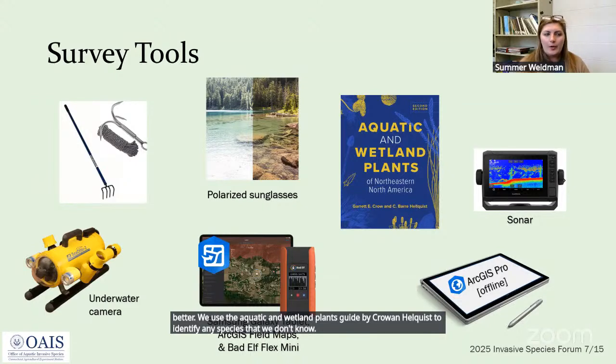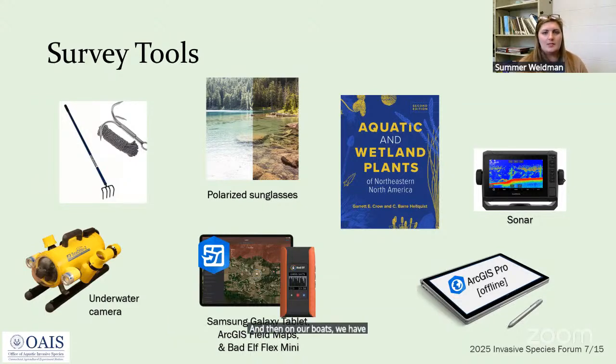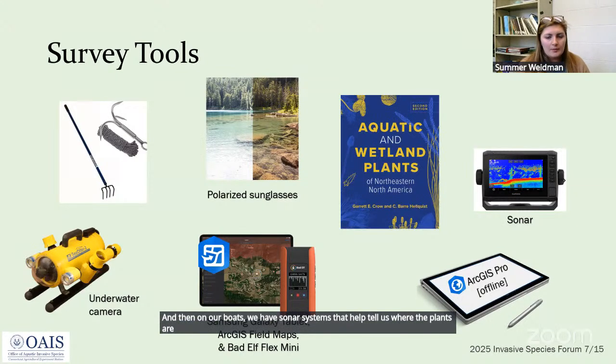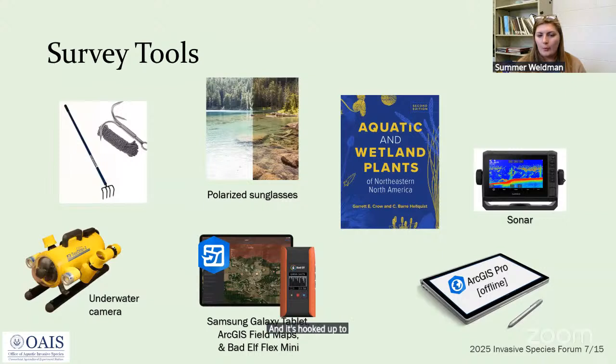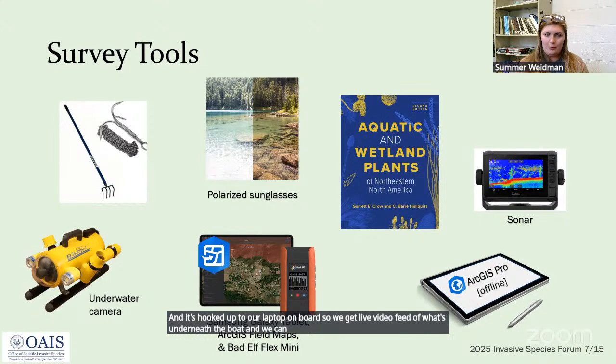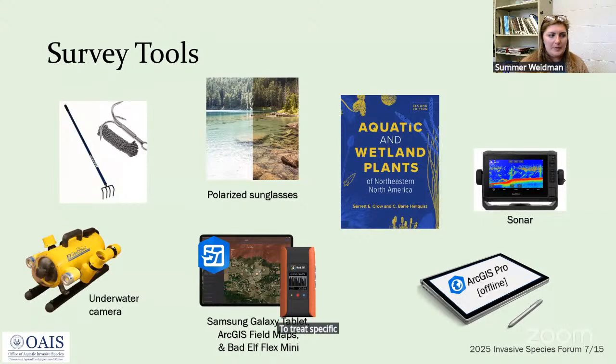And then on our boats, we have sonar systems that help tell us where the plants are when we can't see to the bottom, and in deeper waters and really turbid waters. And then we also have an underwater camera, which we don't use all of the time, but we use when we're looking for specific species, and it's hooked up to our laptop on board, so we get live video feed of what's underneath the boat, and we can identify, and we've even attached a hose to it for treatments to treat specific spots for different invasive species.